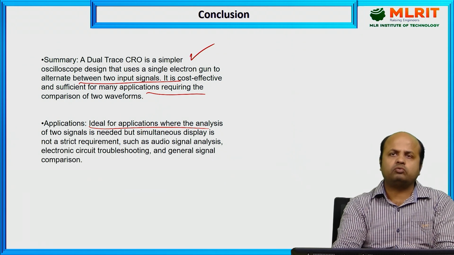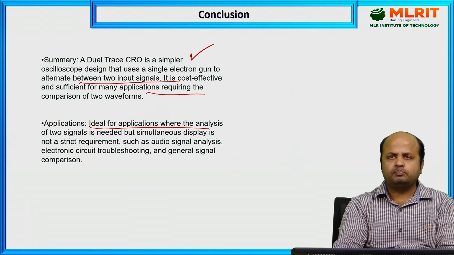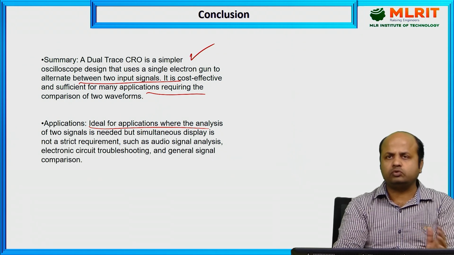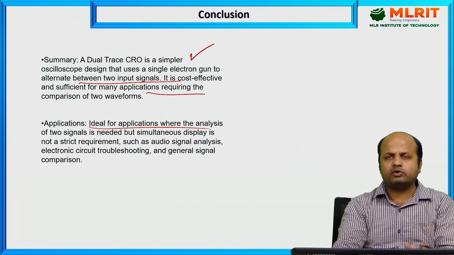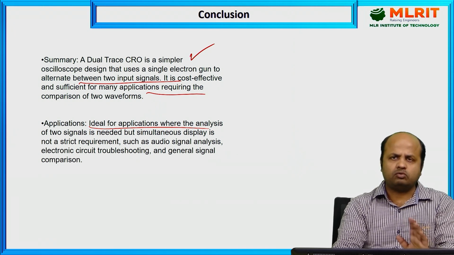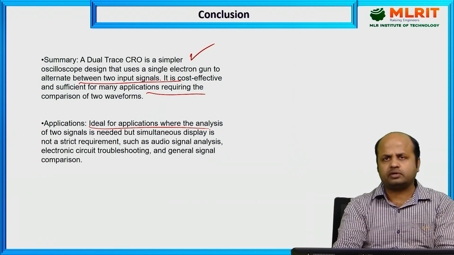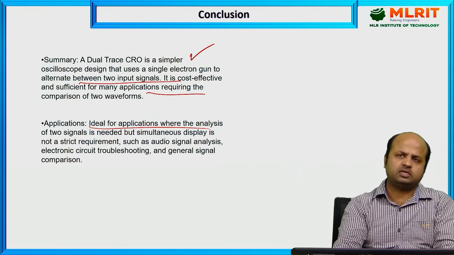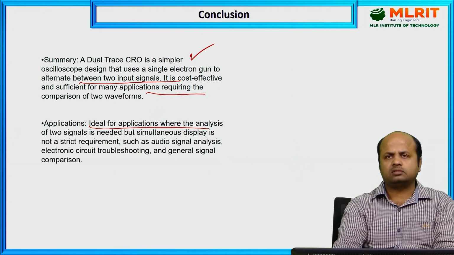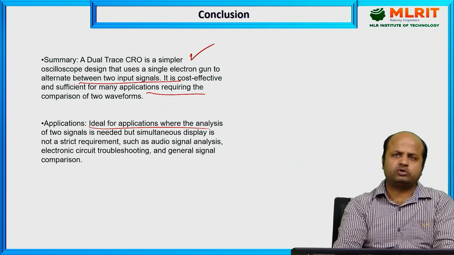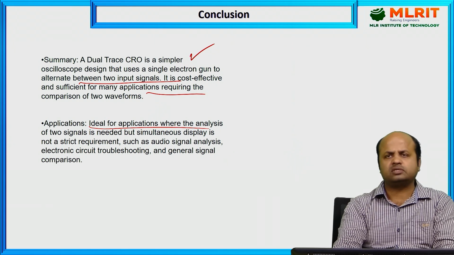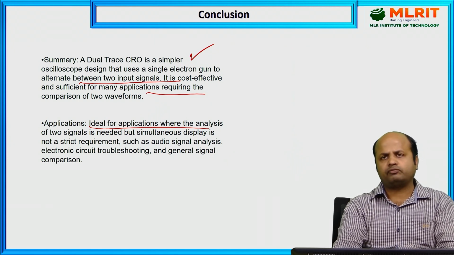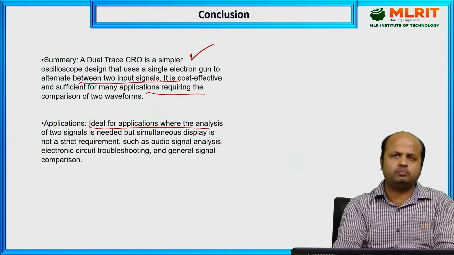Whenever we want to compare two signals precisely, accurately, use dual beam. For laboratory purposes, if you want to compare two signals, use dual trace, because the hardware complexity is less in dual trace. But for R&D purposes, try to use dual beam CRO for the accurate measurement of two signals.